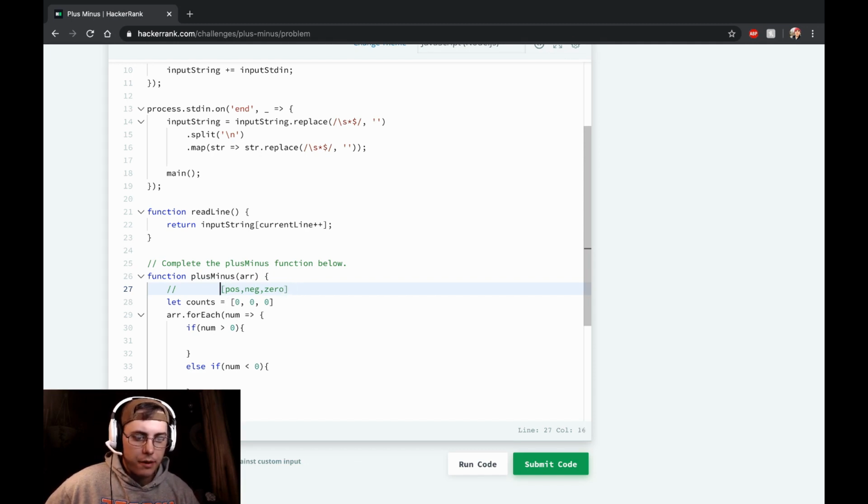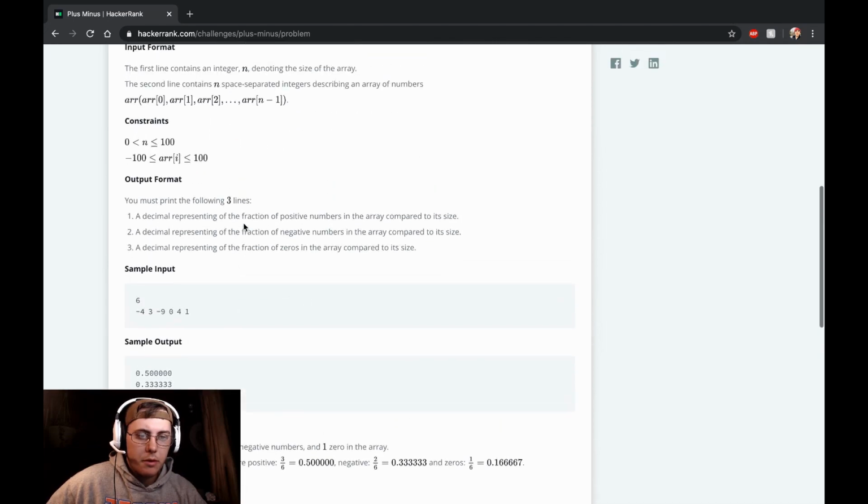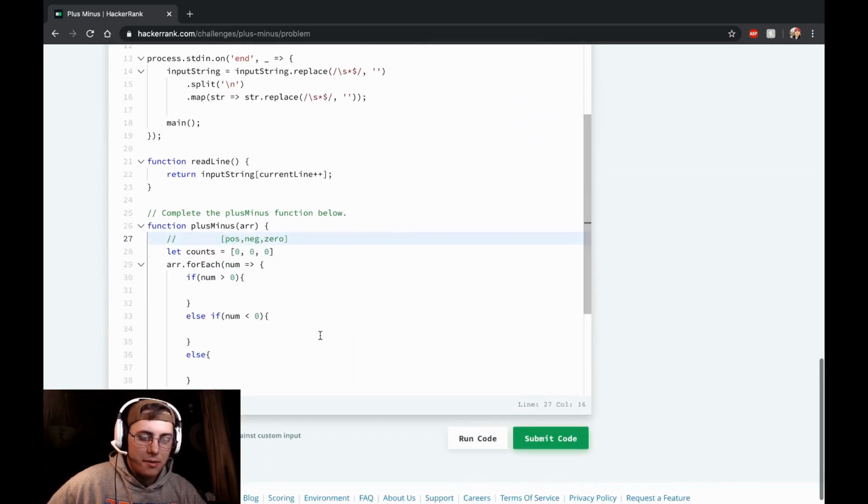I think that positive, negative, 0. Wait, is there a certain order that I have to print them? Let's see. A decimal representing a fraction of positive numbers, negative. Oh, okay. Yeah, I got it. I got it right. Nice.